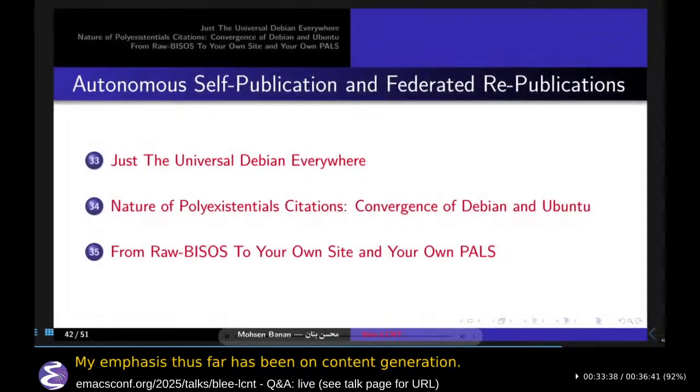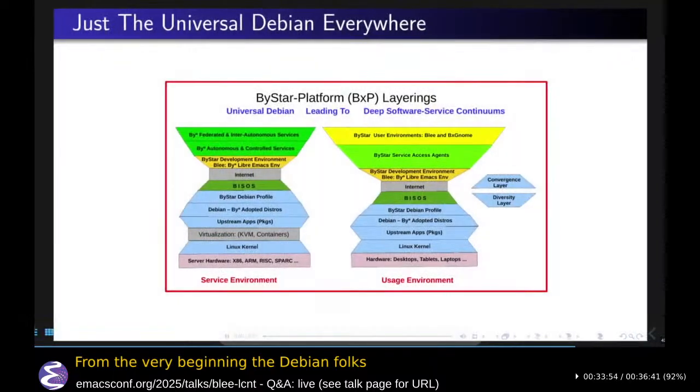My emphasis thus far has been on content generation. Let's very briefly also look at autonomous self-publication and federated republications of our content. From the very beginning, the Debian folks understood the importance of universality and coined the Universal Debian label. This means that we can base our entire digital ecosystem on just the Liber Halal Debian distro. And that is what we have done with ByStar.